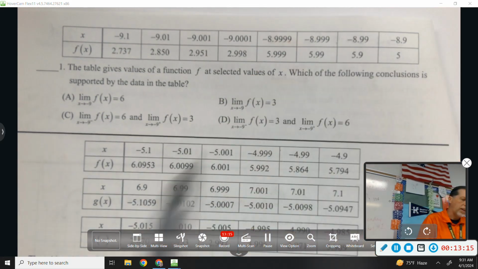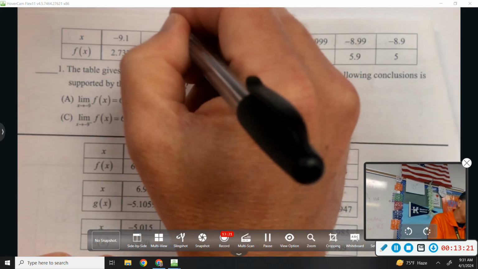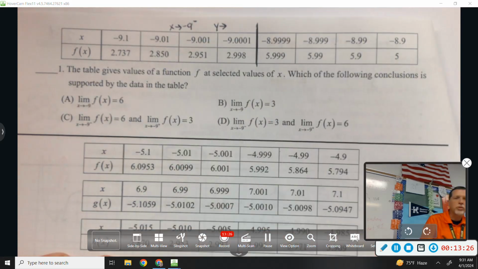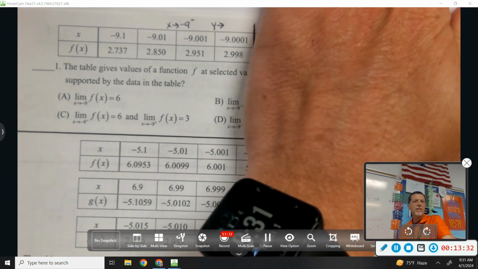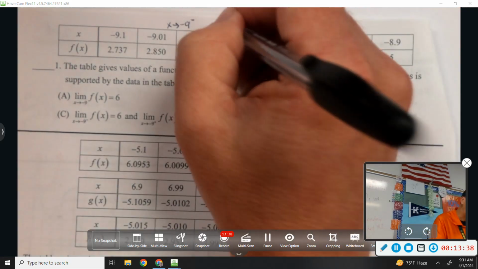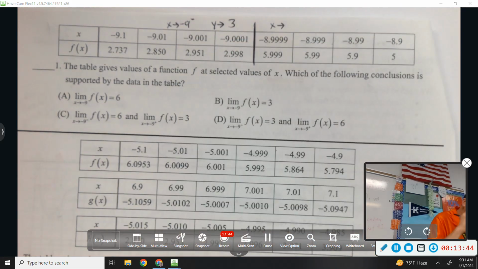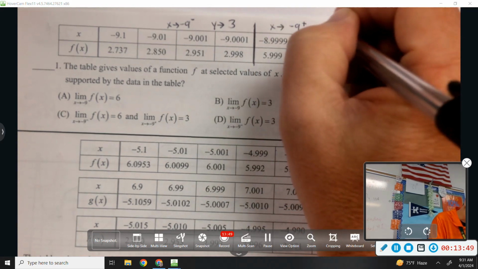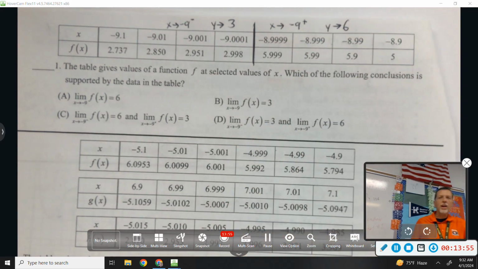Maybe we should label some things. So there's kind of the break. So as x approaches negative 9 from the left, what are my y values approaching? All right, let's go one piece at a time here. So on the left-hand side, what do we think we're... Looks like we're approaching 3. On the left-hand side, on the right-hand side of the graph, as x approaches negative 9 from the right, what are my y values approaching? 6. Okay. Maybe we should have done that first.